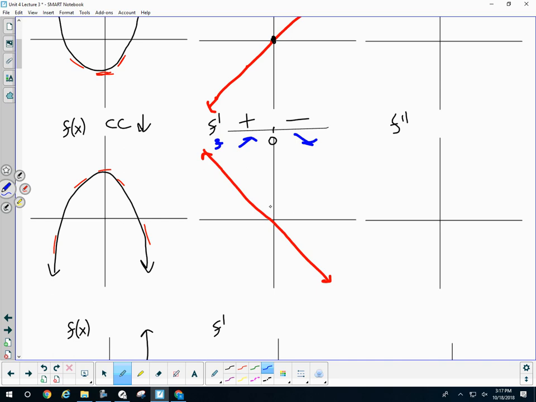Second derivative, all the slopes of these are negative, so we are going to be negative and consistent. If I threw down a number line and looked at the signs, second derivative is negative. So if a function is concave down, its second derivative is going to be negative.